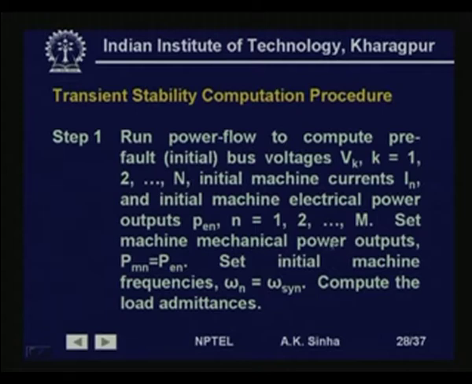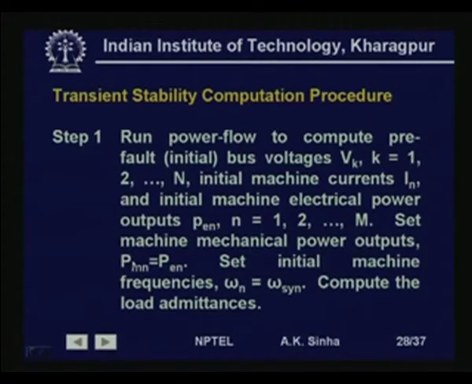Set machine mechanical power outputs P m n equal to P E n, that is, the mechanical power input to the machine is equal to the electrical power output of the machine. For the machines, we are considering no losses, because we are considering only the transient reactances of the system. So, here we have this value.